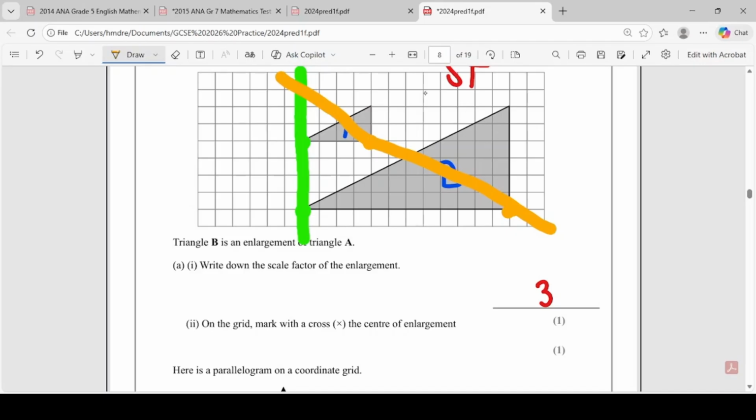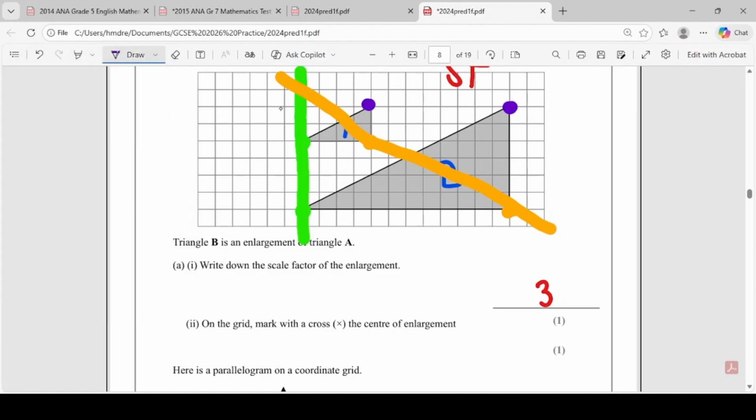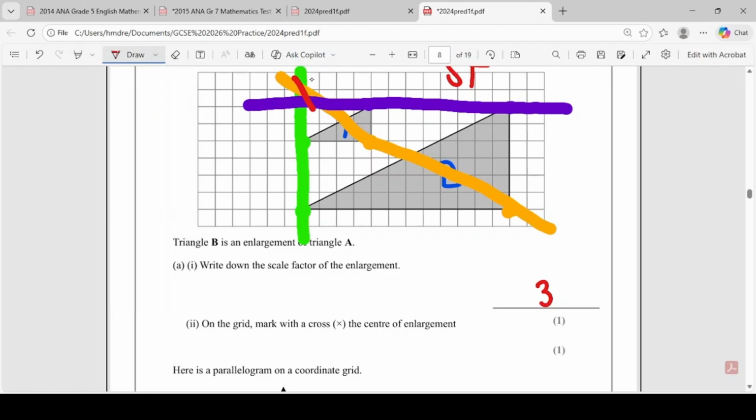Again, excuse me because I don't have a calculator. I don't have a ruler, which you guys would. And this top corner. And the center of enlargement is just the point where these ones all cross. So it is going to be where they all cross there. That is your center of enlargement.